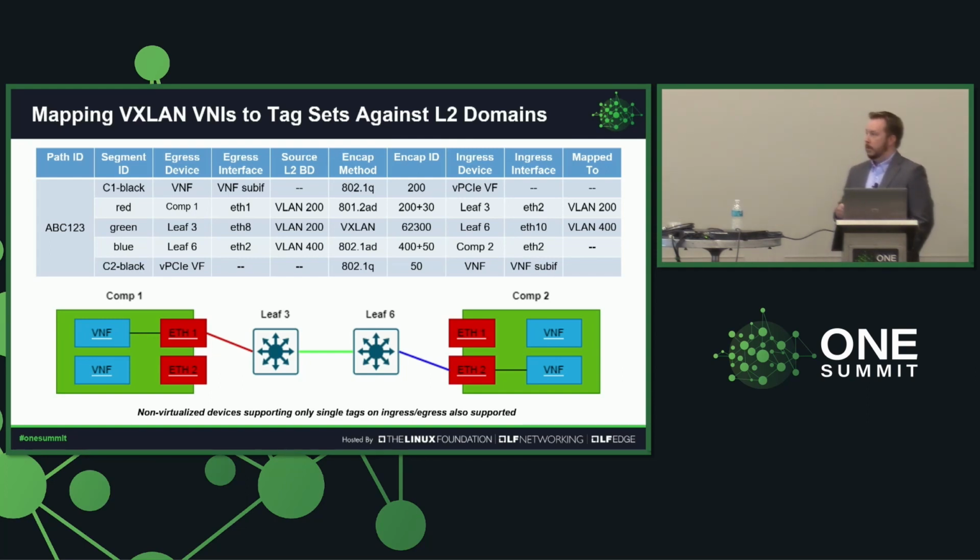Bear in mind those virtual network functions may be on the same host, they may be on different hosts. That ultimately translates into a set of segment IDs. That's each of the colored lines, black, red, green, blue, black. Your controller needs to know how to program that entire path ID divided up by those segment IDs. And as you can see, if you look at the encapsulation method, we're going to hop from 802.1q, single tagging, to AD, double tagging, VXLAN EVPN, then back to AD, then back to 802.1q, single tags.